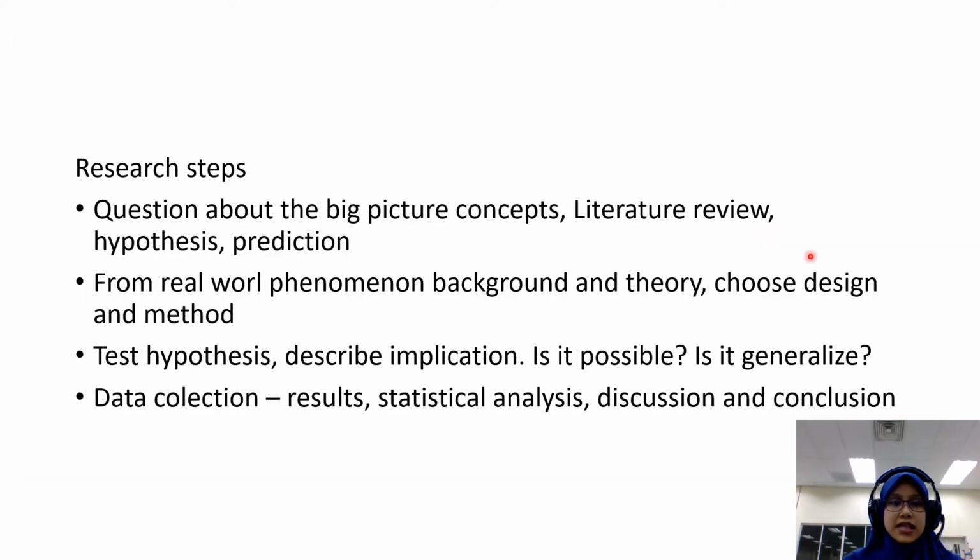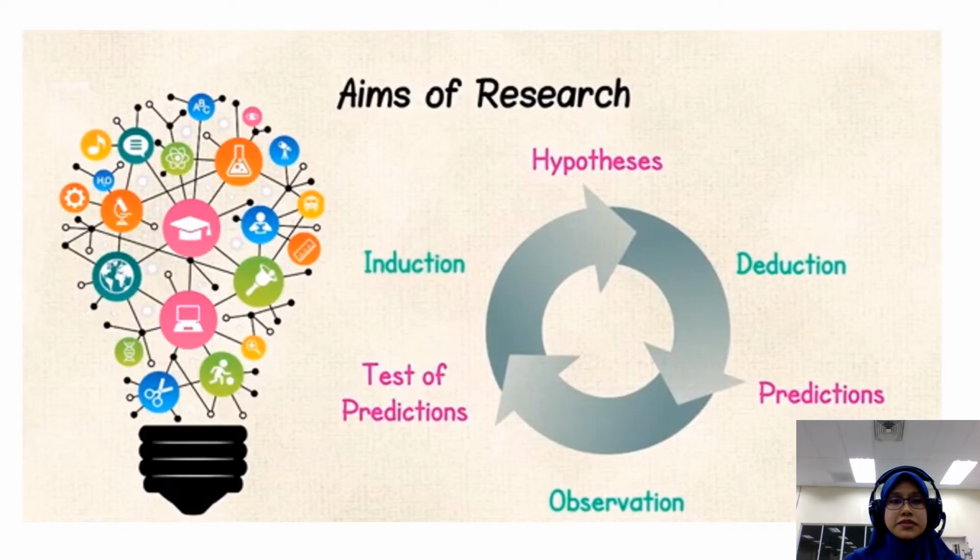Alright, research steps. Questions about the big picture concepts, literature review, hypothesis, and prediction. From real-world phenomenon, background and theory, choose design and method. Test hypothesis. Next, describe implications. Is it possible? Is it generalizable? And lastly, data collection. For example, results, statistical analysis, discussion, and conclusions.